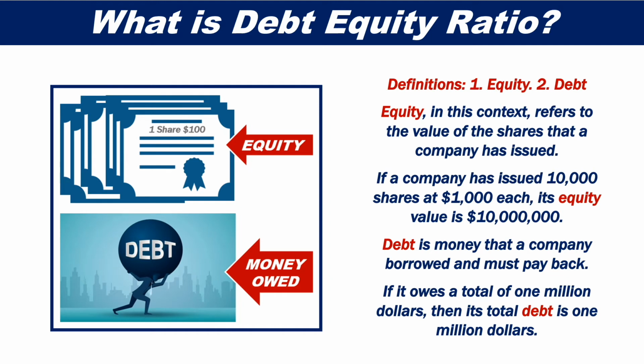Equity in this context refers to the value of the shares that a company has issued. If a company has issued 10,000 shares at $1,000 each, its equity value is $10 million. Debt is money that a company borrowed and must pay back. If it owes a total of $1 million, then its total debt is $1 million.